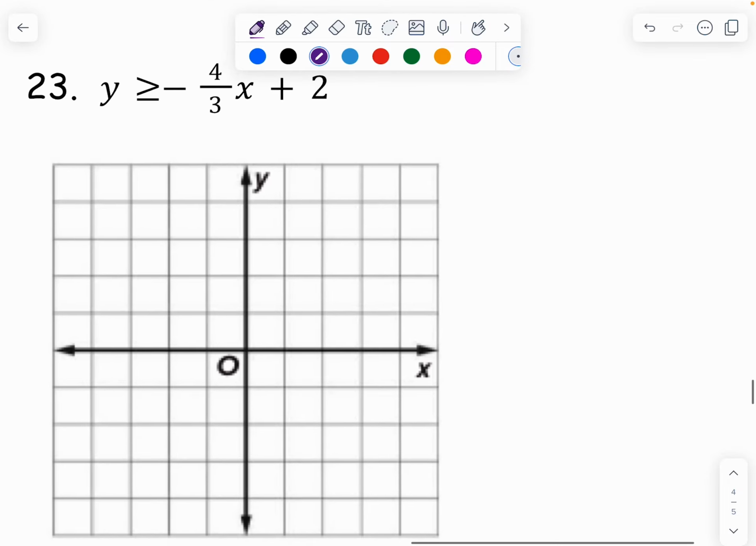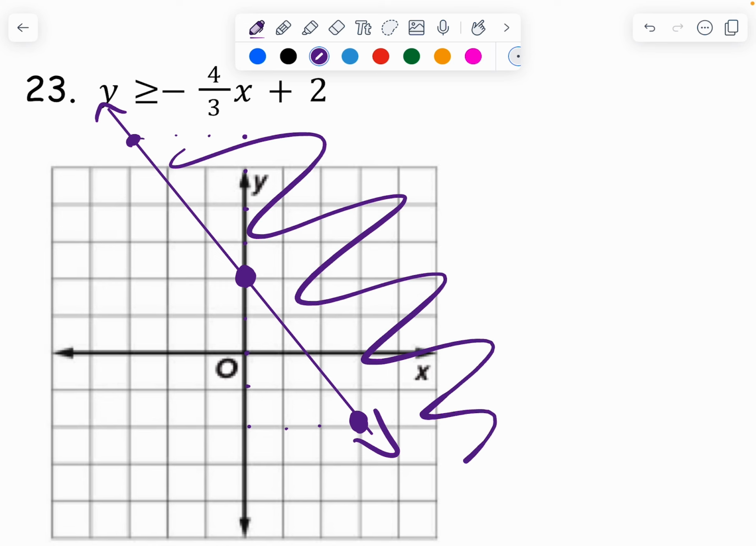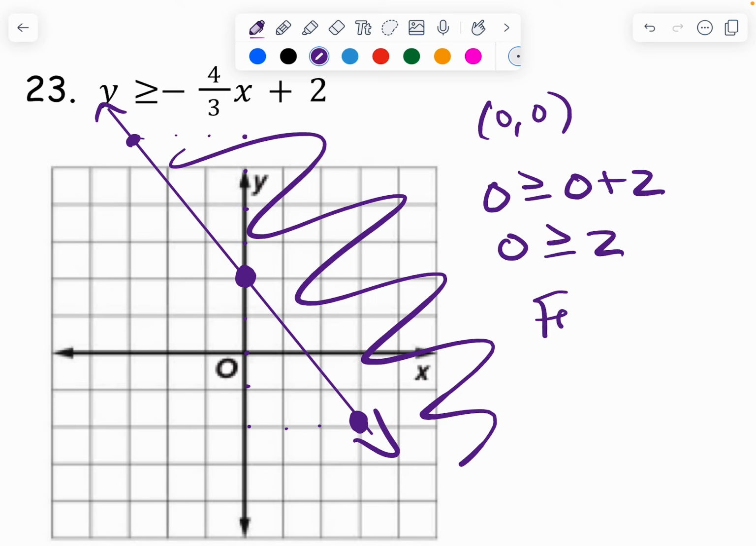Okay, over here, I have 2, 1, 2, 3, 4, 1, 2, 3, and it would be greater than. If you wanted to use 0, 0, 0 is greater than or equal to 0 plus 2. Is 0 greater than or equal to 2? Nope, that's a false statement. So that's why it's graphed on the other side.